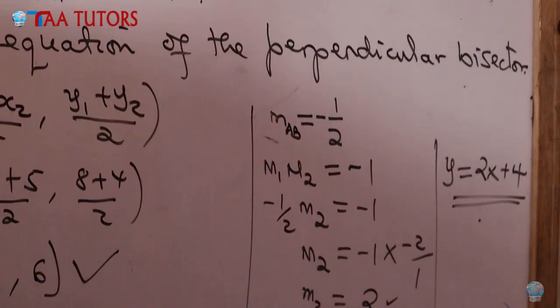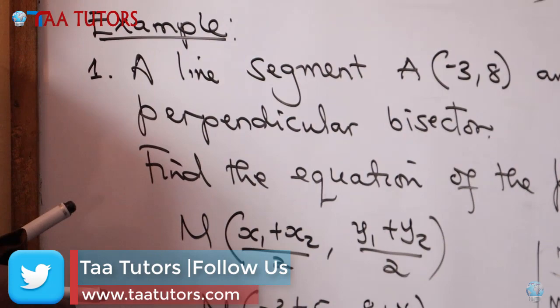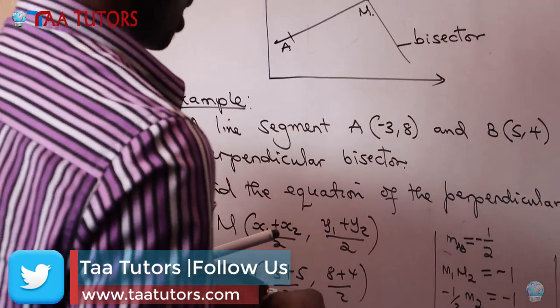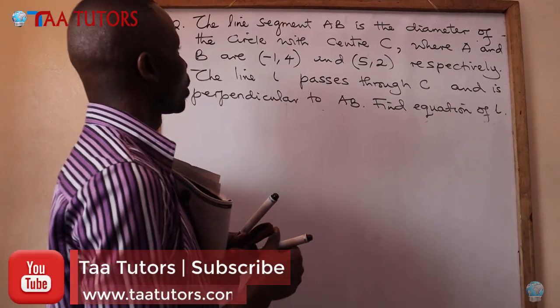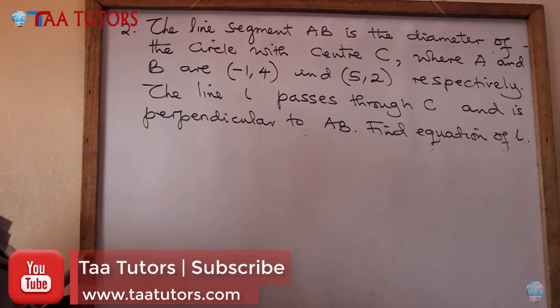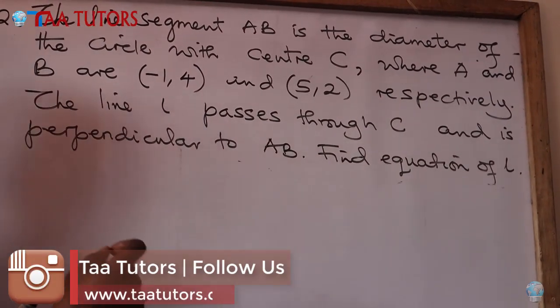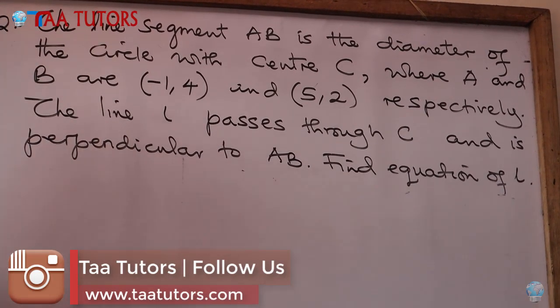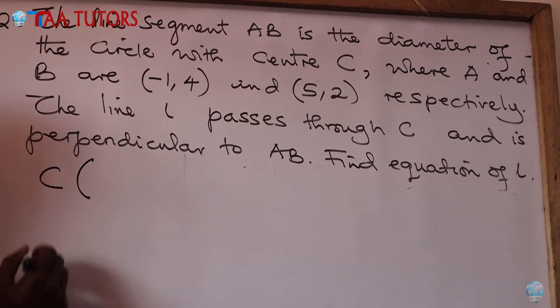So you realize that these ideas keep on building from one to another, and you have to put them together for you to be able to solve a problem. Let us try to look at example 2. Example 2 says the line segment AB is the diameter of a circle with center C, where A and B are (-1, 4) and (5, 2) respectively. The line L passes through C and is perpendicular to AB. Find L.